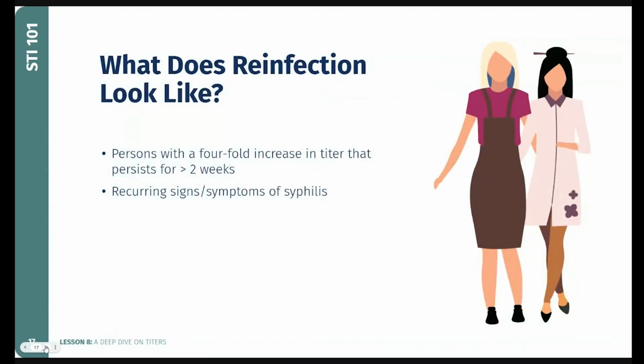We've already established that a sustained 4-fold increase in titer is one indicator of reinfection. Recurring signs and symptoms after treatment would be another indicator that someone has been reinfected. Reinfection means that you've got more partners out there that have not been successfully linked to care and treatment, so you will need to do a re-interview.